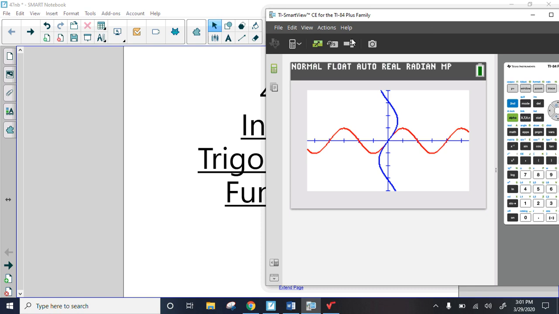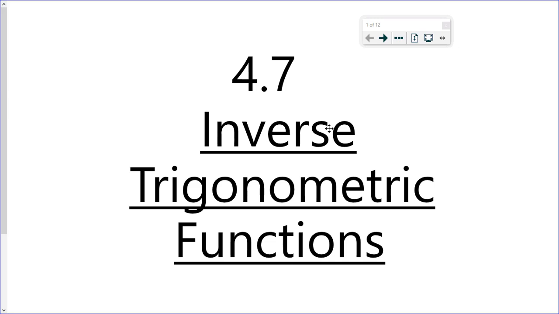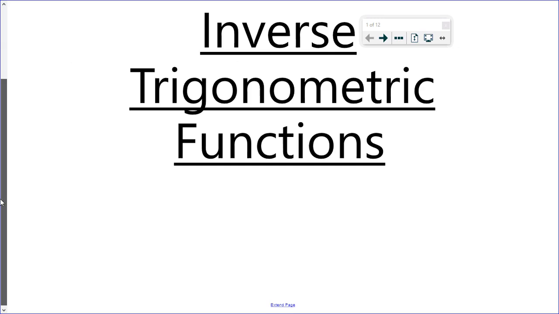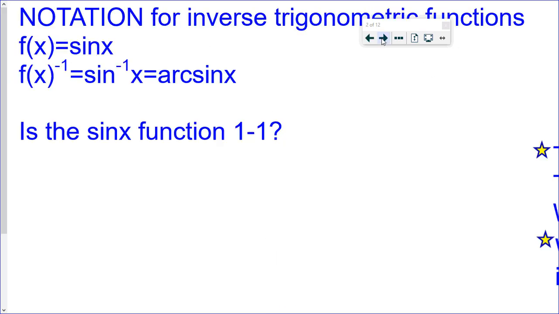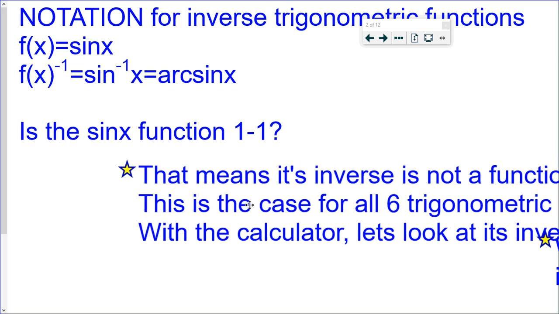Okay, so now the issue here is that the blue graph is not a function. It fails the vertical line test. That would happen with cosine. That would also happen with secant and cosecant, and it would also happen with tangent and cotangent. If you remember how to determine if a function and its inverse is also a function, that's the idea of the definition of one-to-one. So one-to-one means a function and its inverse are functions.